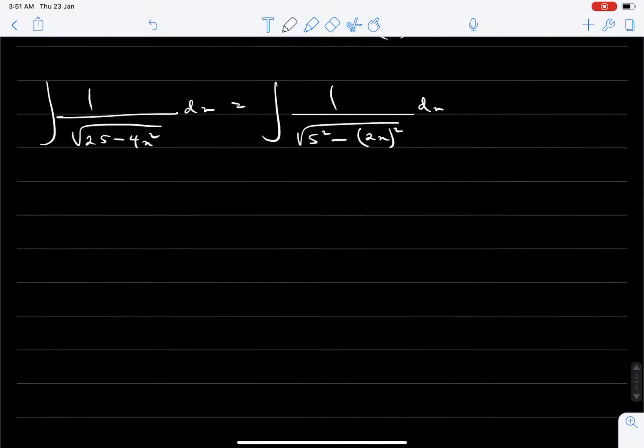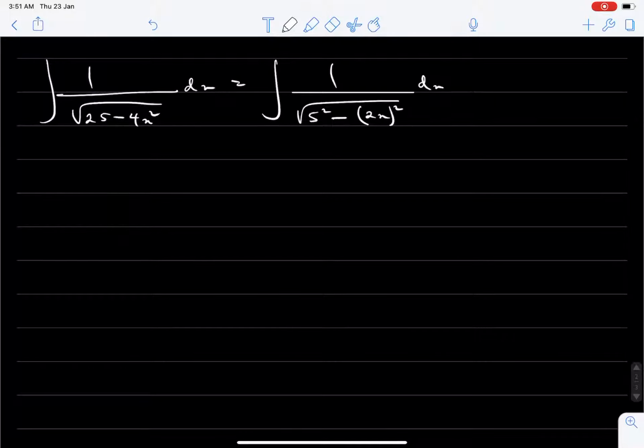With respect to x, where 5x is a and 2x is the same as a sine theta. 2x here is similar to x, which is the same as a sine theta.